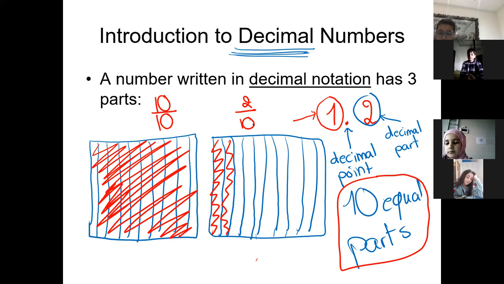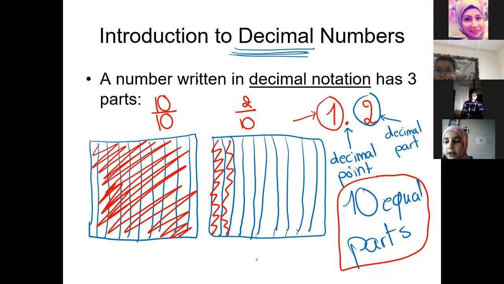Now, who will tell me the full mark, which is 10 over 10? We can write it as what? Yes, Aya. 1. Excellent, proud of you. 1 is the full mark. So no need to write 10 over 10. We can write 1 simply. Okay? How do we write now? Wait Jawad, I didn't finish my idea. So how do we write the decimal number now?